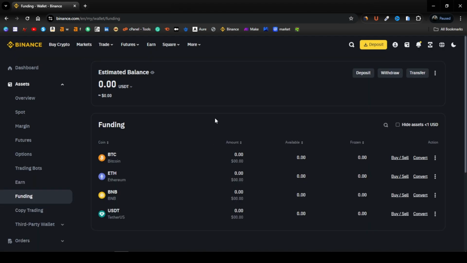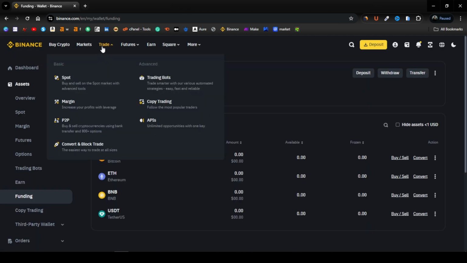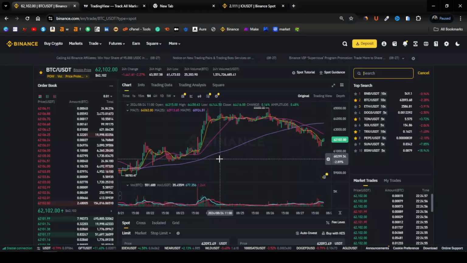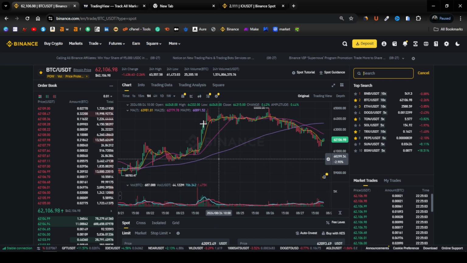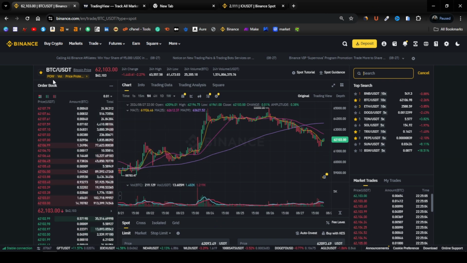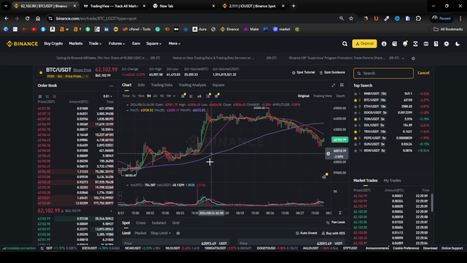To start trading, you're going to come to this tab here for trade, and you're going to select the spot markets. Alright, so you're going to land on this page, and on this page you can see we have the order book on the left side, then we have the tokens on the right side, and we have the chart here.